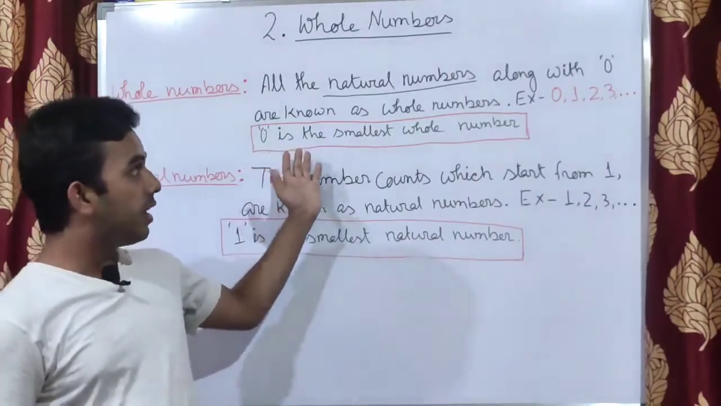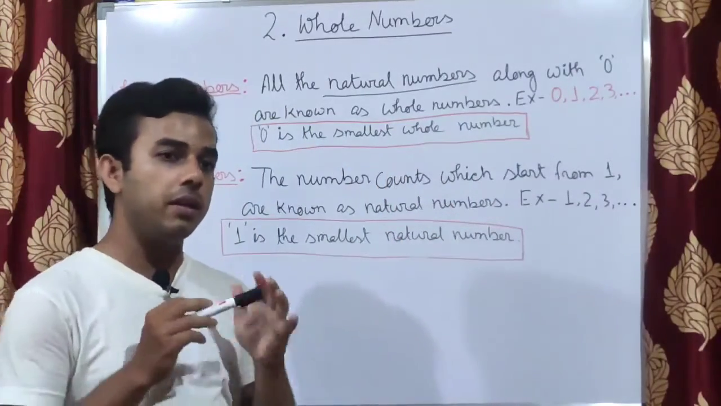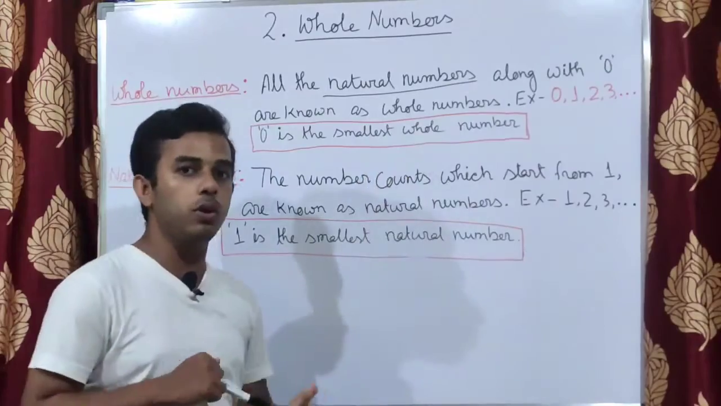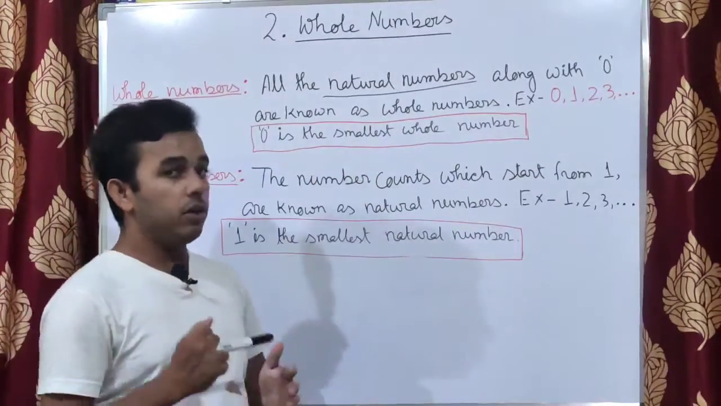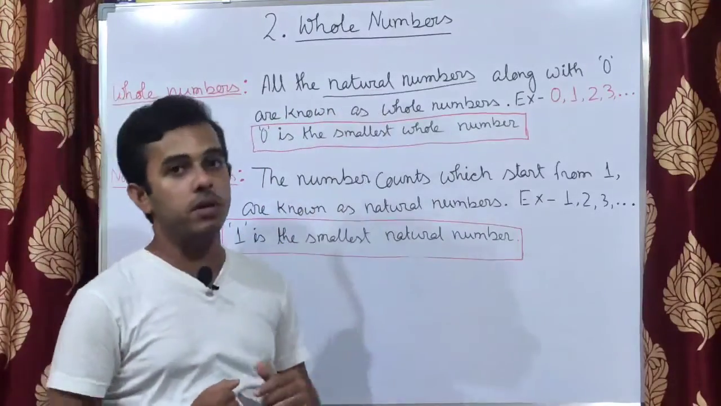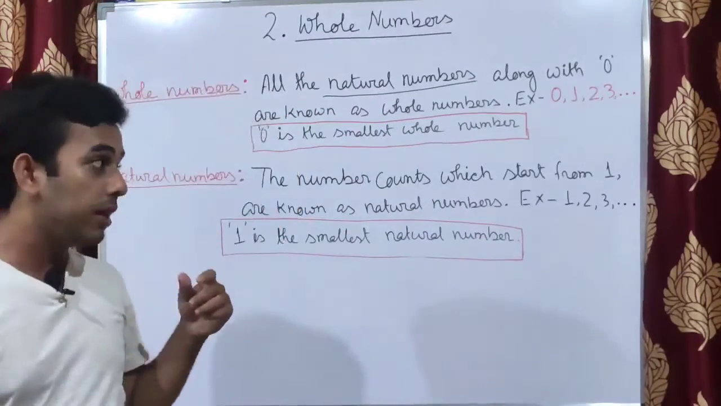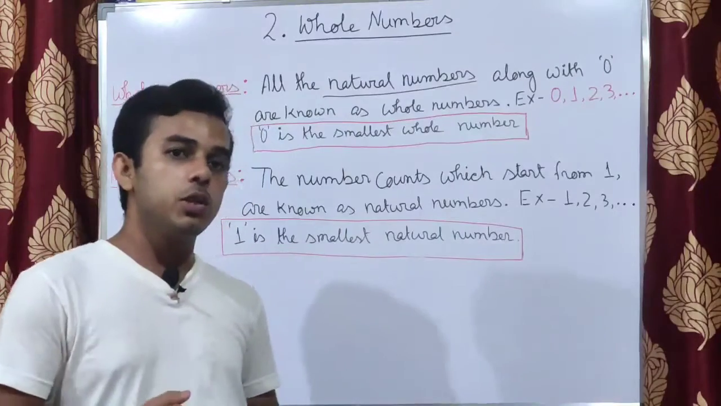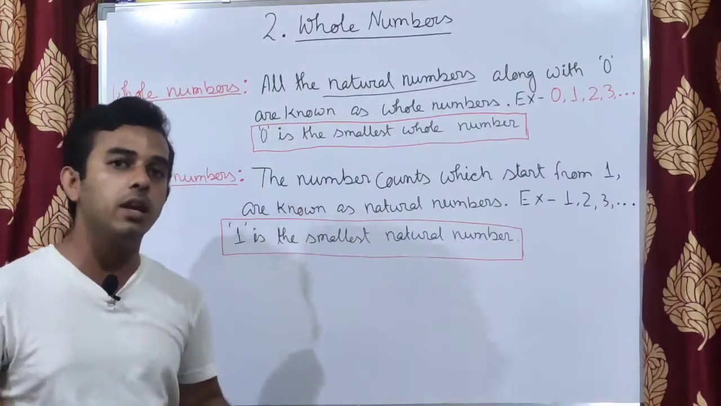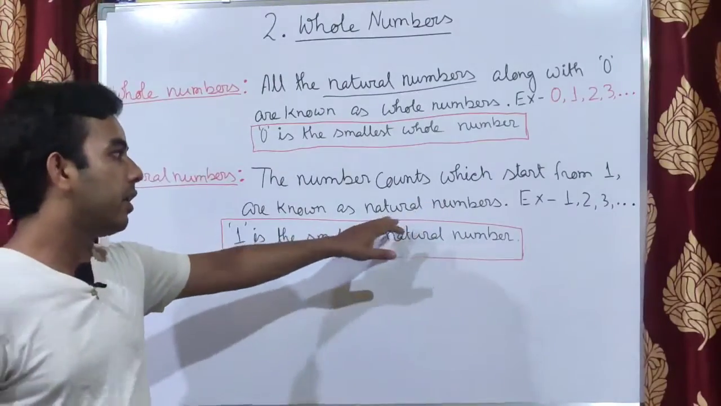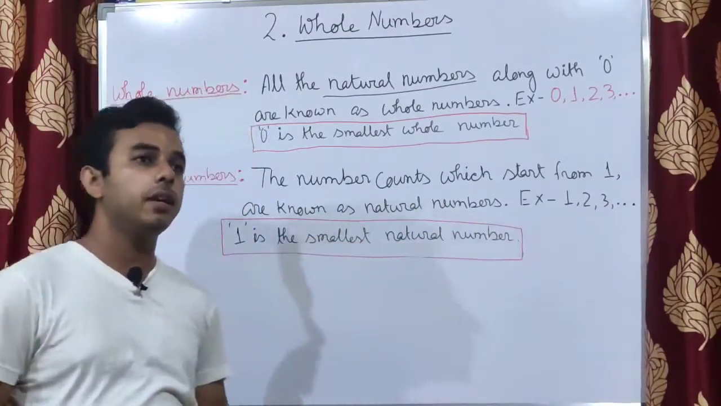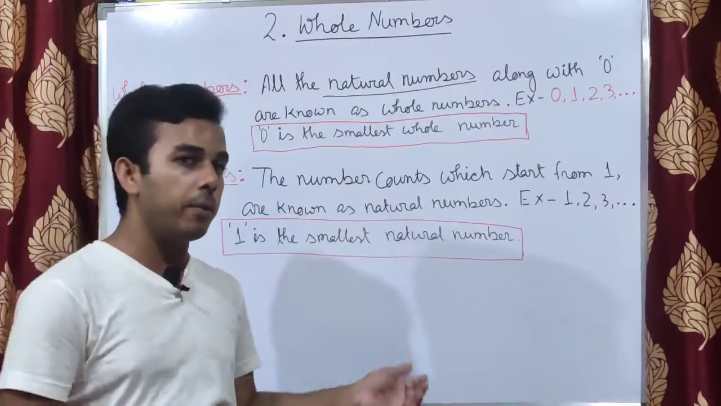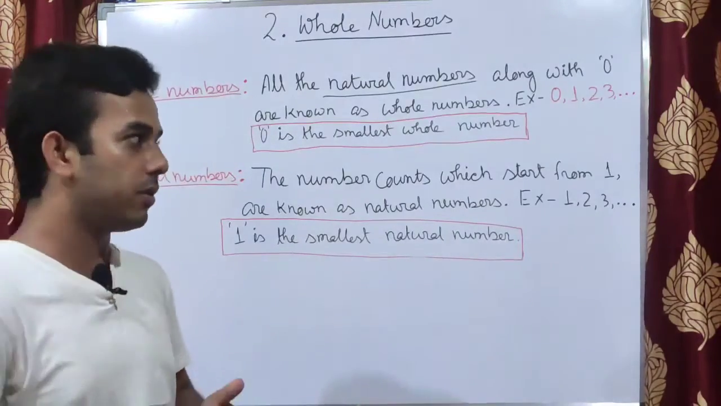And 0 is the smallest whole number, as the whole numbers start from 0 and it is the first number, so it will be the smallest number. So 0 is the smallest whole number. Now, what are natural numbers? Natural numbers, the counting numbers which start from 1, are known as natural numbers. मतलब जो नंबर्स 1 से शुरू होता है वही नंबर को हम नेचुरल नंबर कहते हैं. For example 1, 2, 3. Now in this case the smallest natural number is 1, because the numbers start from 1, so it is the smallest number.